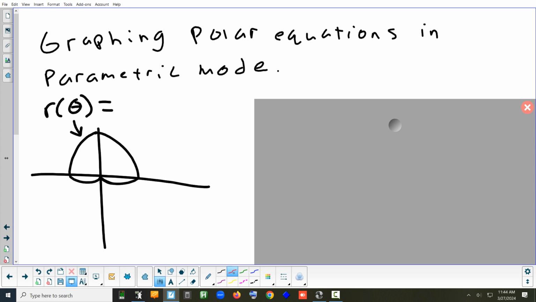To break this down into parametric, you can't be thinking about a radius and then an angle of rotation. You're going to imagine you have a point on this curve and think how far right and how far up did you go. Okay, that's parametric. How far right, how far up. So we need to figure out those two things.